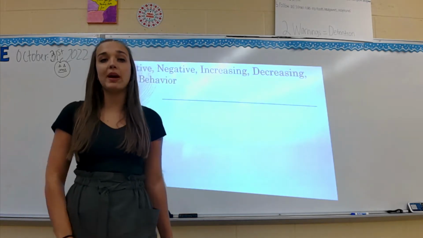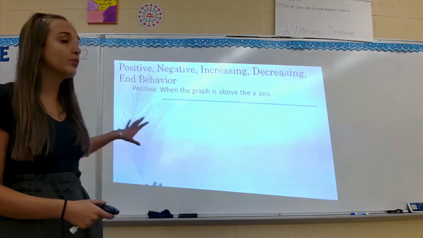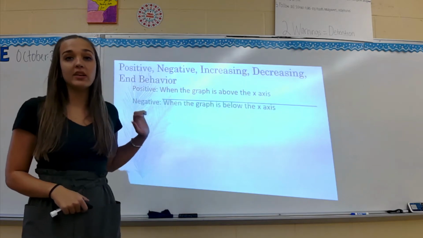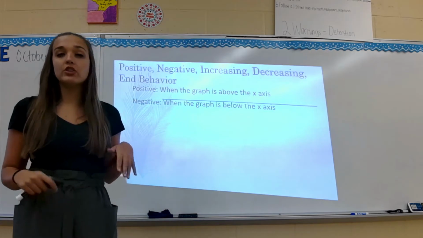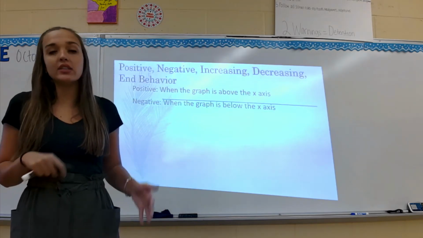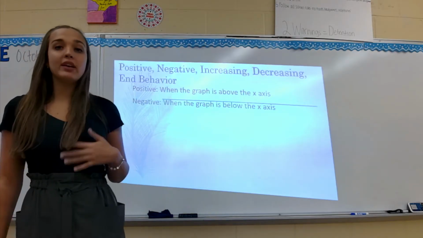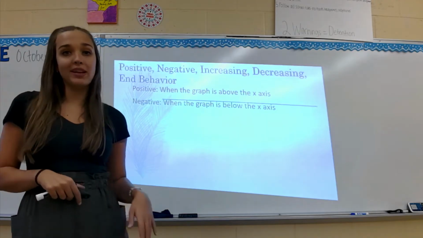So what does it mean to be positive and negative? For a function to be positive, that's when the graph is above the x-axis. For it to be negative is when it's below the x-axis. And a great way to remember this is when a function or graph is above the x-axis, its y values are positive. So that's why that would be positive. And when it's negative, the y values are negative. So it makes sense of where the placement is.